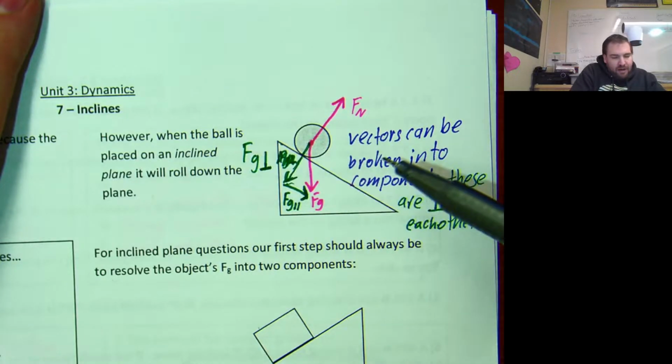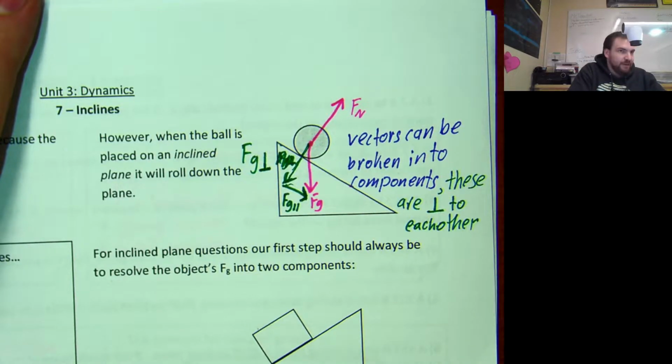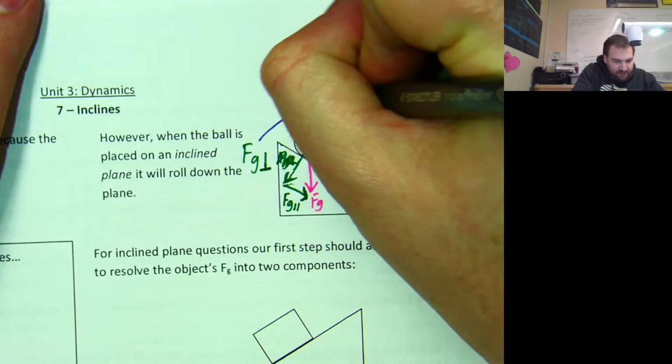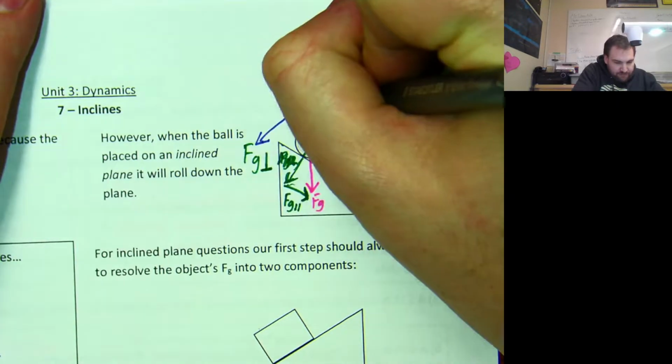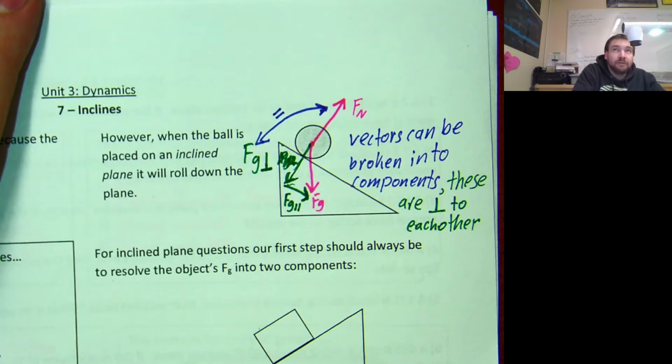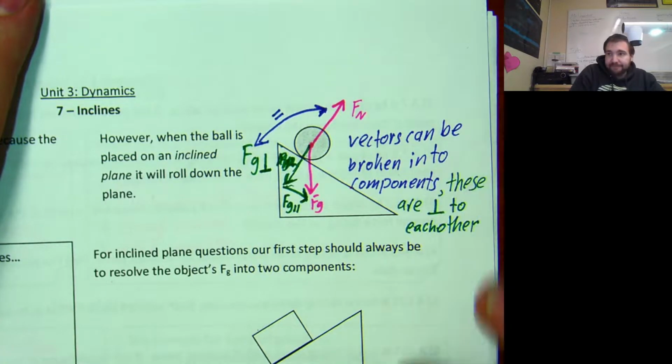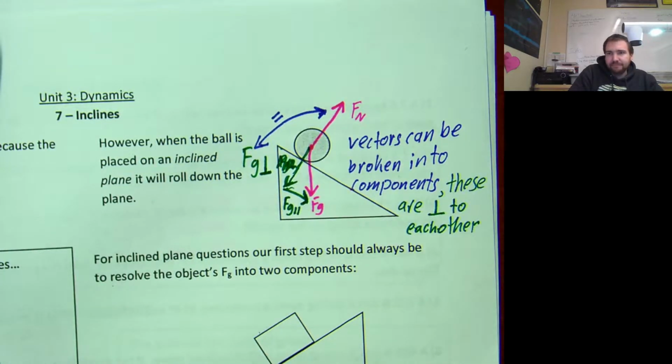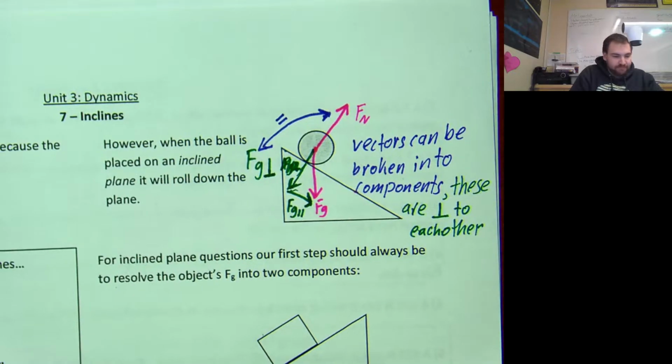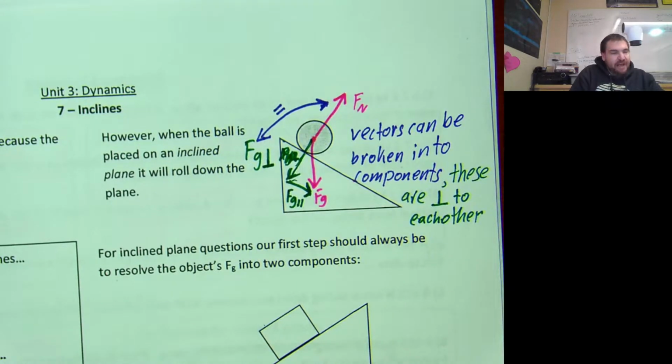Now, what part of FG is equal to Fn? These two, yes. This guy here and this guy here are equal. So now Fn isn't pushing straight up anymore, it's pushing off at an angle.